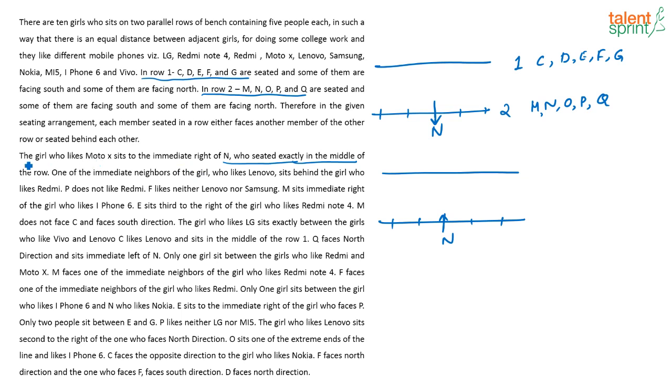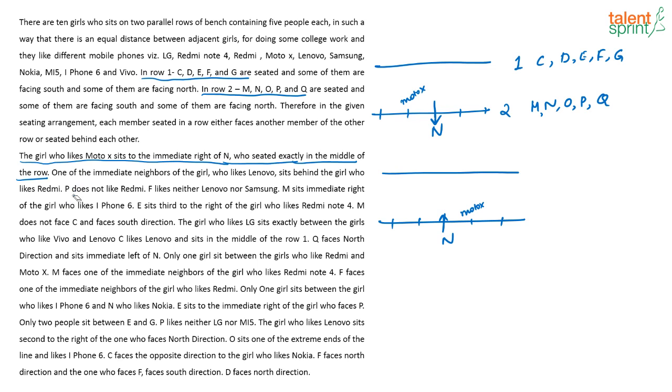And the girl who likes Moto X is sitting to the immediate right of N. So in this case right of N is here, so this will be Moto X. In this case this will be Moto X. One of the immediate neighbors of the girl who likes Lenovo sits behind the girl who likes Redmi. Okay, we don't know where to fix that.